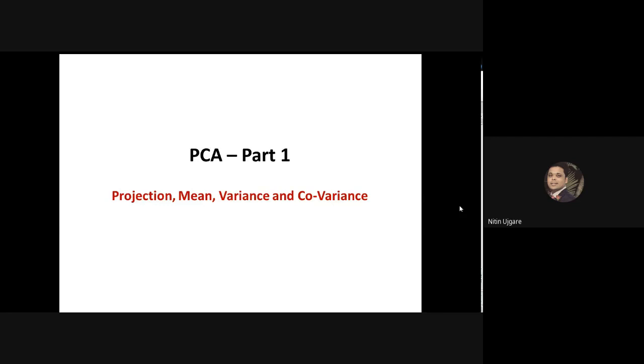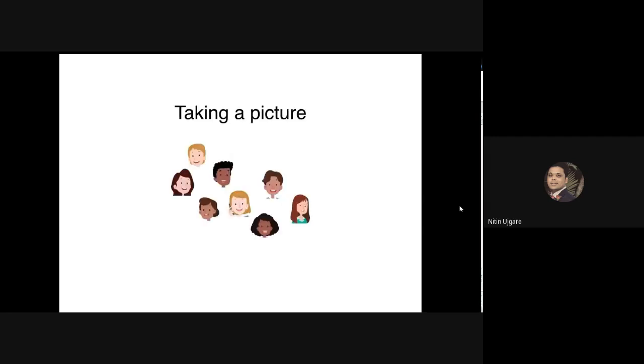Well, as a part of PCA, first we need to discuss some of the important prerequisites to understand principal component analysis. We'll see what is projection, what is mean, variance, and covariance, right? It's better to take an example. Let's say that I want to take a picture of a group of my friends who are standing like this. My question is, from which angle should I take the photo? Shall I take the photo from this angle, or from this angle?